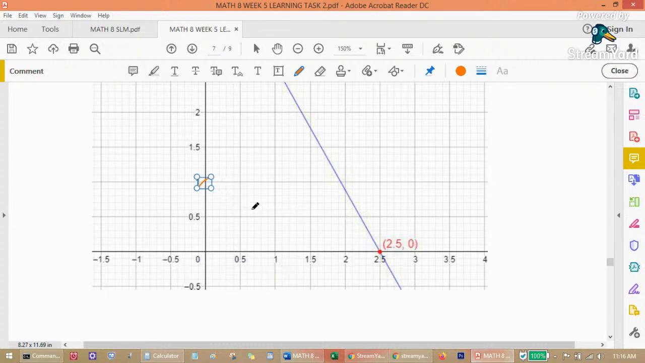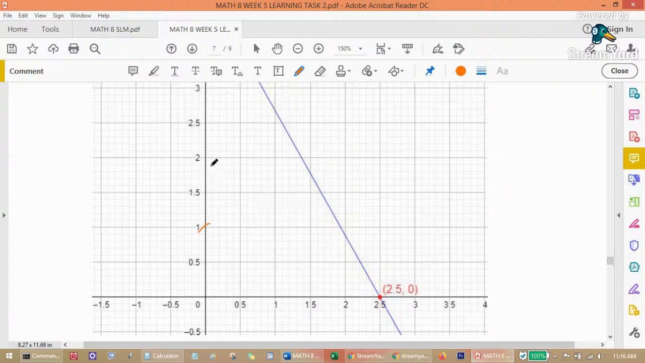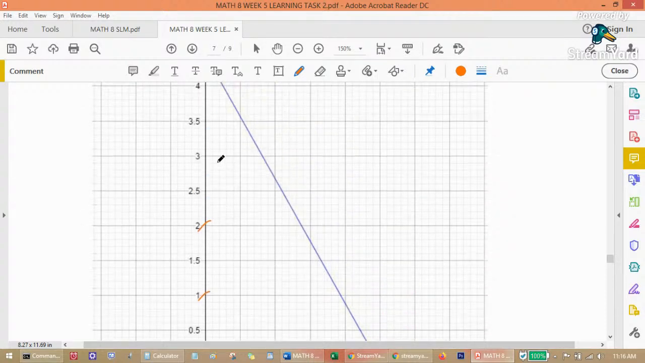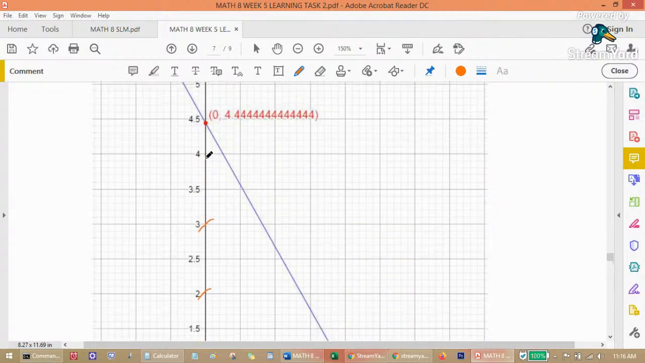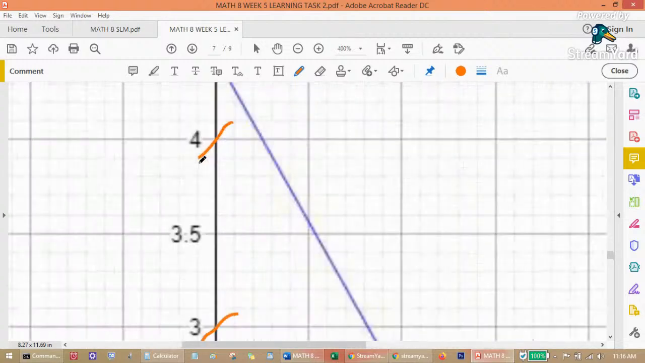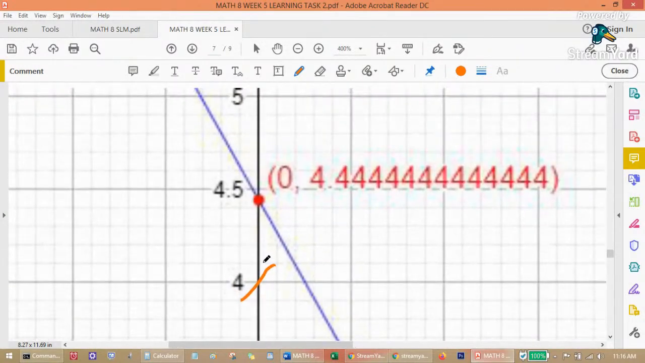1, 2, 3, 4, 4.1, 4.2, 4.3, 4.4, 4.44. Okay? So, nandun yung point, estimated location ng point.